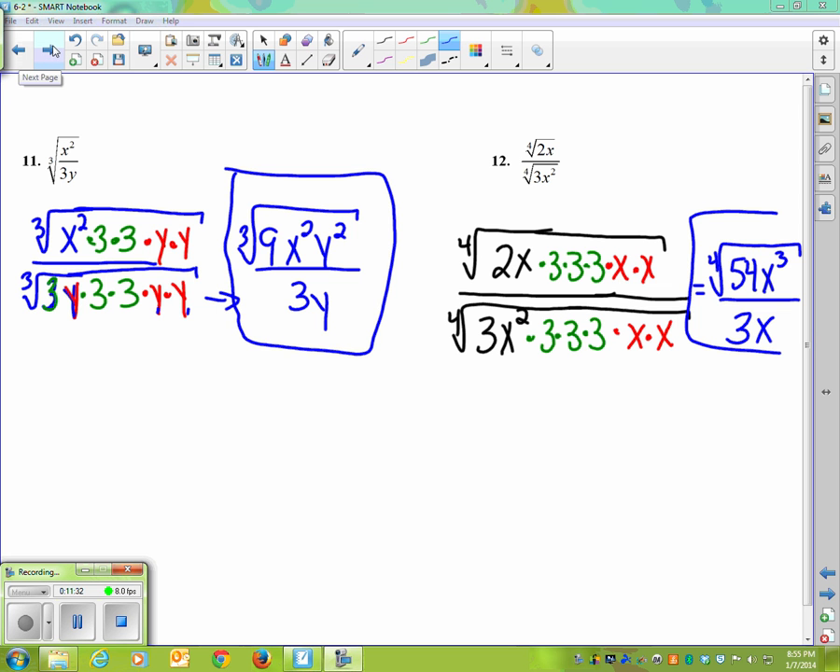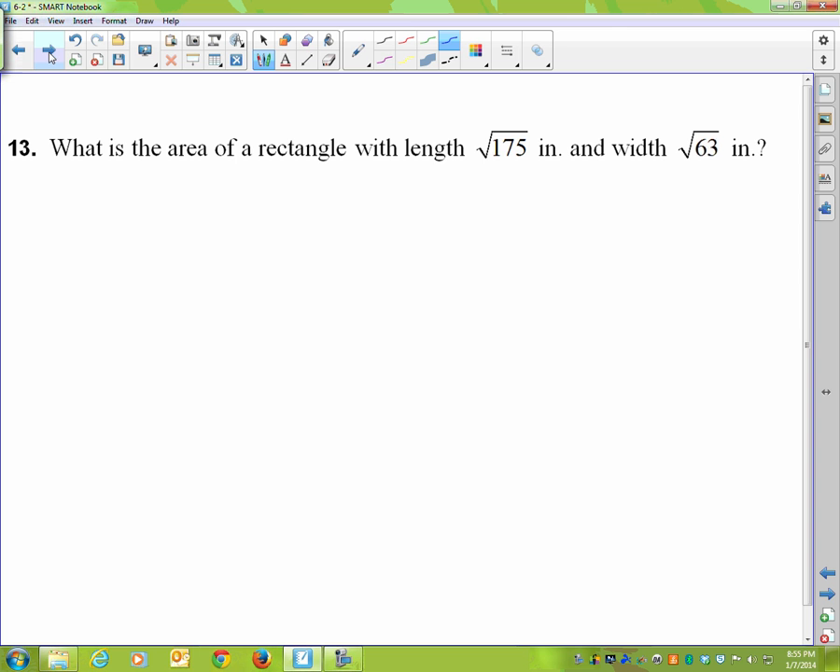So that completes dividing radical expressions. Let's work a couple word problems. What is the area of a rectangle with a length radical 175 and a width of radical 63? Area of a rectangle is length times width.